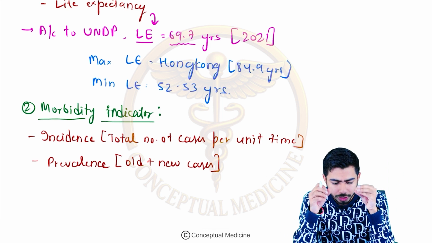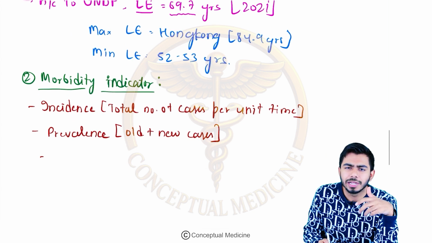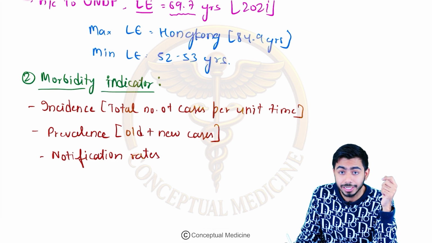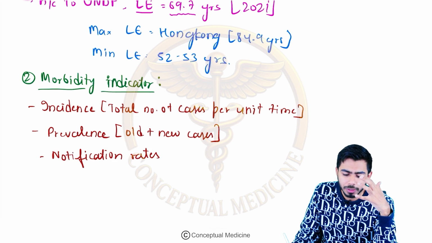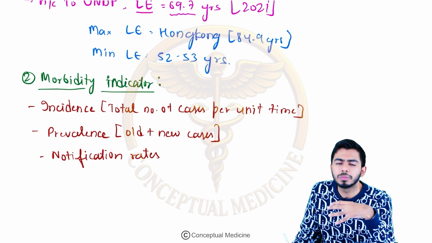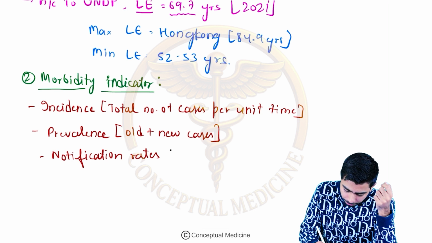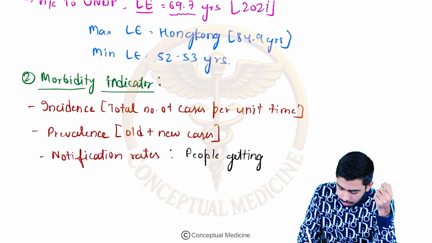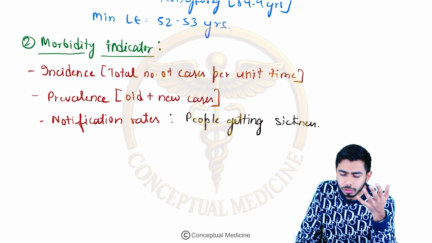Now some other factors, for example notification rates, right? These are actually direct questions in several examinations. If they're asking you about notification rates, again it comes under the morbidity or sickness indicator. Notification rate tells you how many people are getting the disease or sickness in the population. That is the notification rate, a morbidity indicator, obviously.